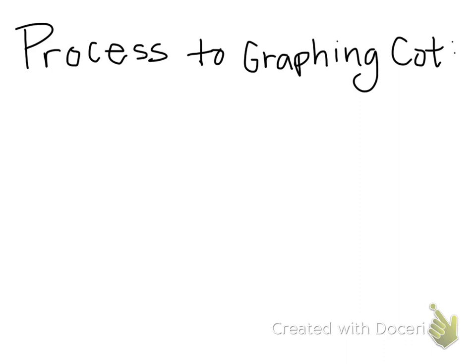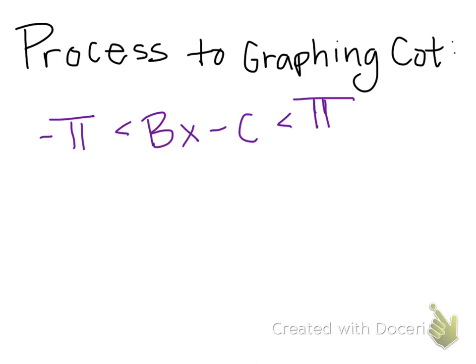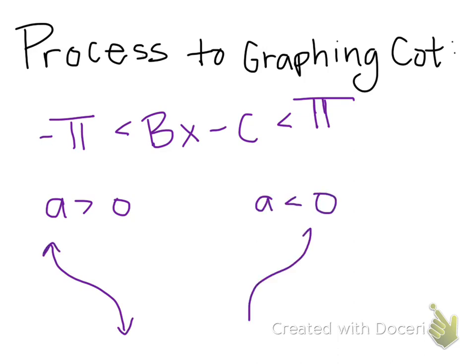The only thing that's different is the asymptotes are now negative pi to positive pi, rather than negative pi over 2 to positive pi over 2. The other difference is that if A is positive, cotangent looks like this. If A is negative, it looks like that. So notice a positive cotangent is a negative tangent and vice versa.